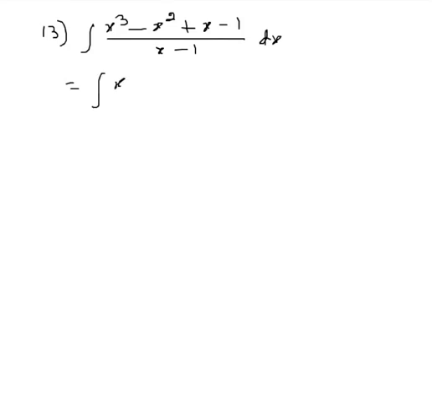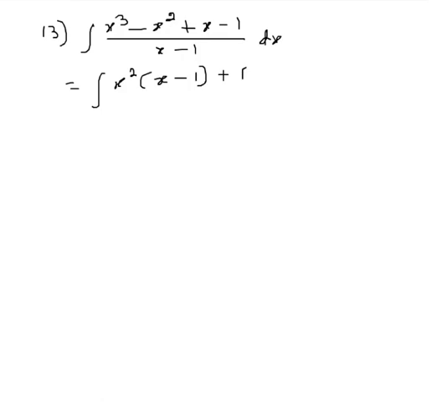Question number 13. Integral x cube minus x square plus x minus 1 divided by x minus 1 dx. Here we have division. We cannot integrate it directly. So we will divide by x minus 1 by doing long division, or we may factorize the numerator. Here factorization method is easier.